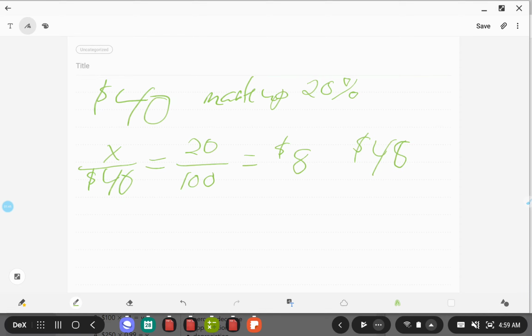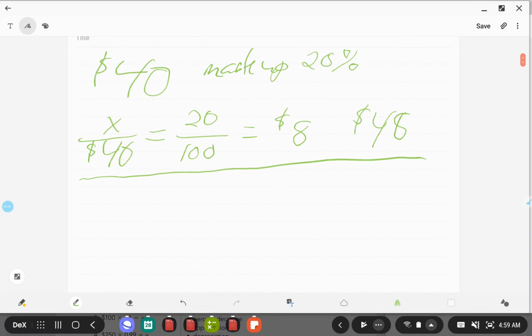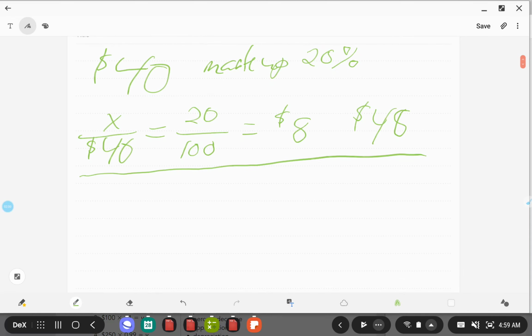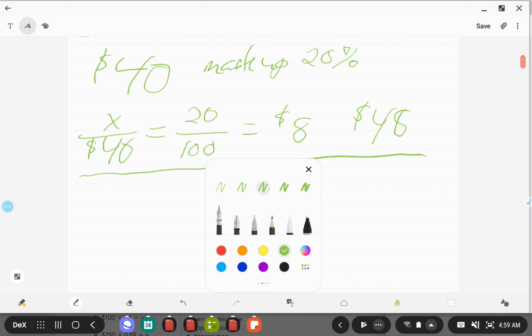You have to remember to add it or subtract it in some cases, right? Because if it's a price decrease, you would subtract it. But if it's a markup, you add it. So that's one way to solve those problems, right? And that's the way a lot of you prefer to do it, with the proportions. You could also do it with the equation using the method that I taught, which is the method that I use.